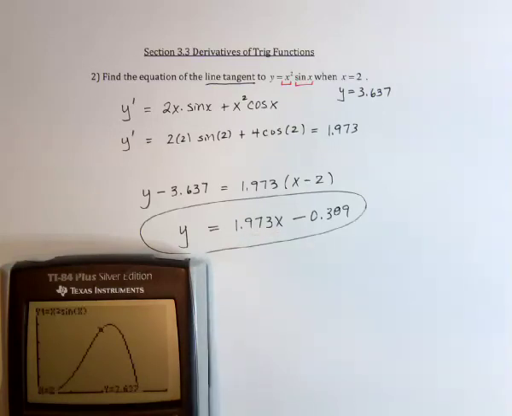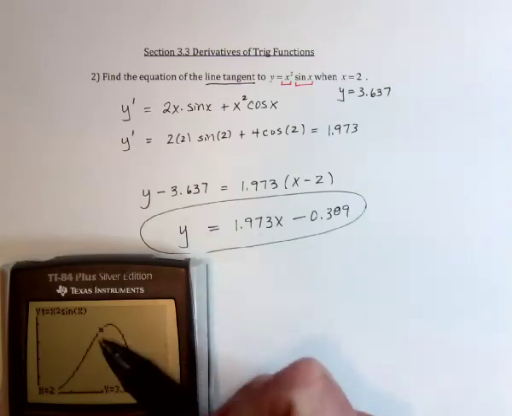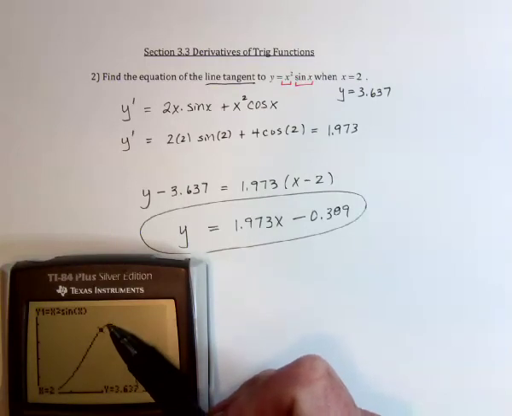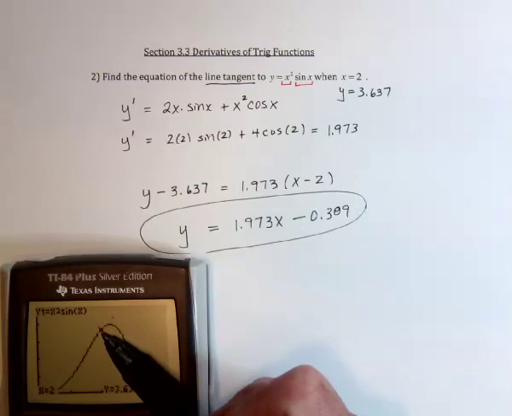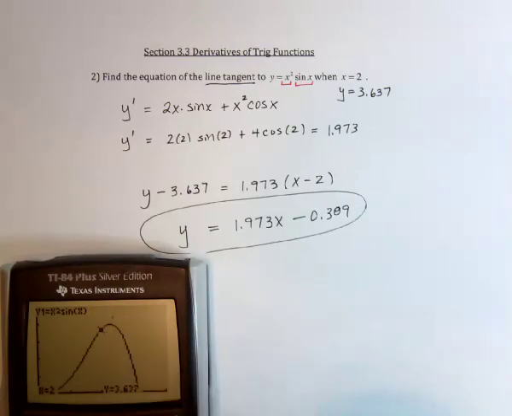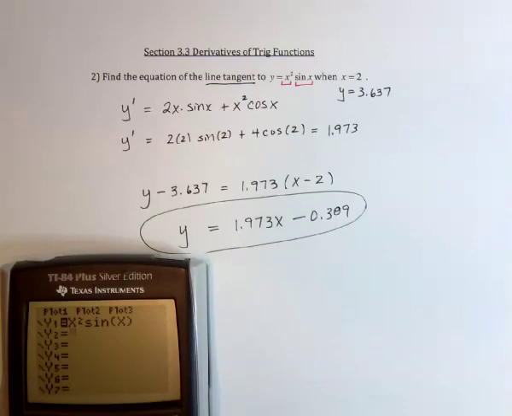So trace where x equals 2. So right here, if we did all of this work correctly, we should get a line that goes right through that point. And it's a good linear approximation for the function right there. So let's see. Y equals 1.973x minus 0.309. And that seems to be it.